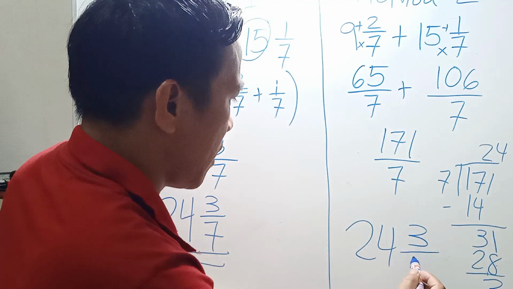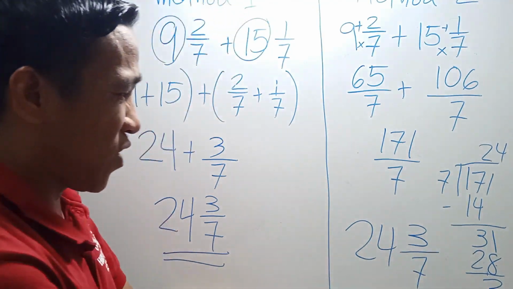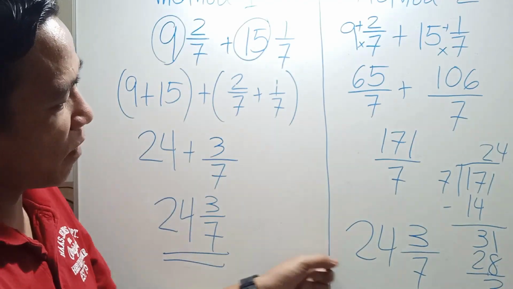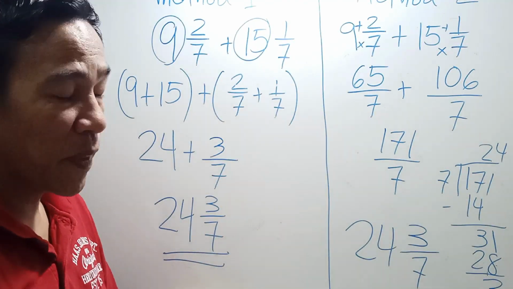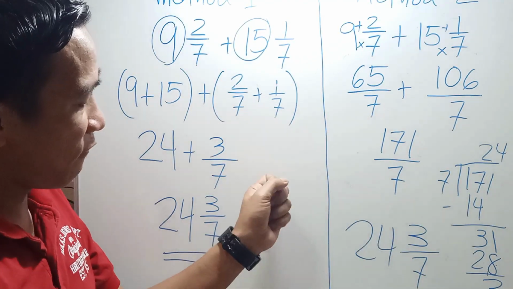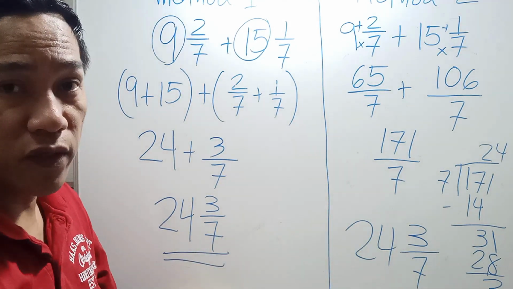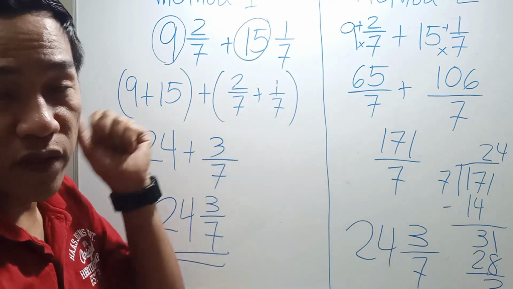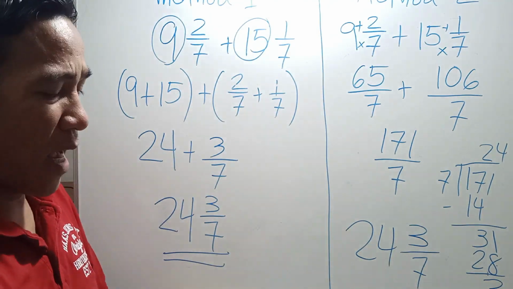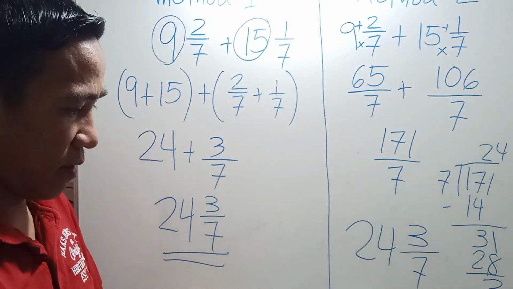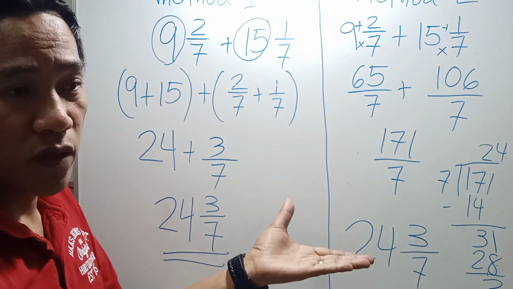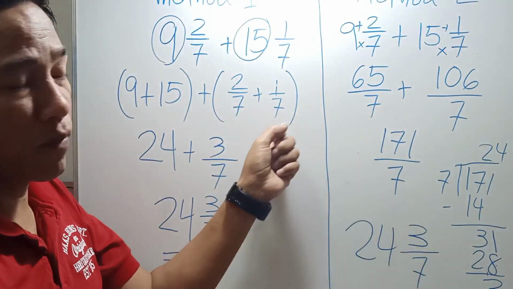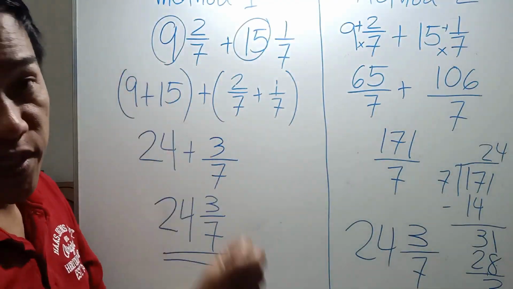3 over 7. So as you can see, you came up with the same answer but a different method, a different way of solving the problems. So I will let it to you, okay, which one is easier for you to solve this kind of problems, or to solve the mixed number.